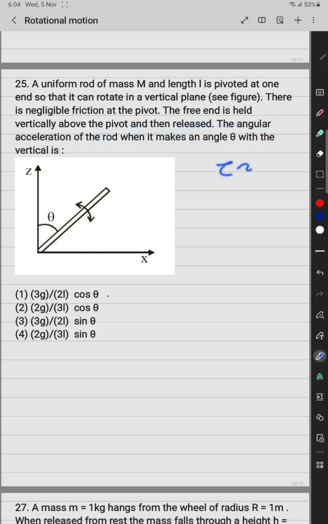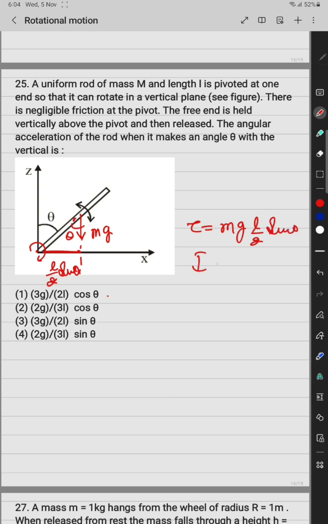Then we know torque is equal to I alpha. In this given situation, torque is due to weight. The weight is mg, multiplied by the perpendicular distance from the pivoted end, and this angle is theta. The center of mass to the pivoted end is L by 2, so the distance is L by 2 sine theta. Therefore torque is equal to mg L by 2 sine theta.